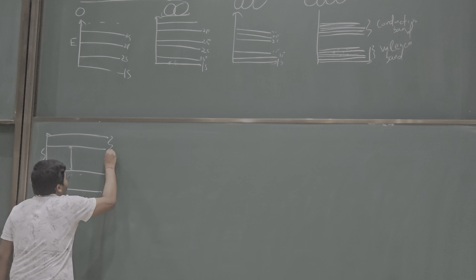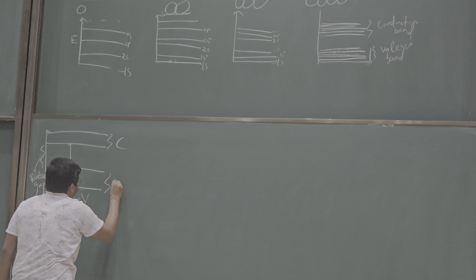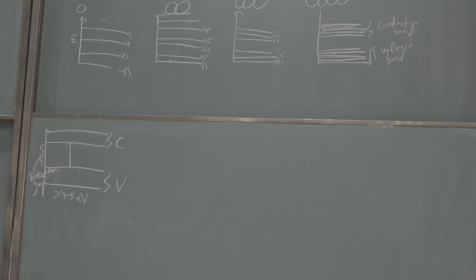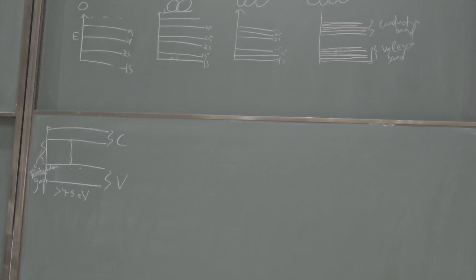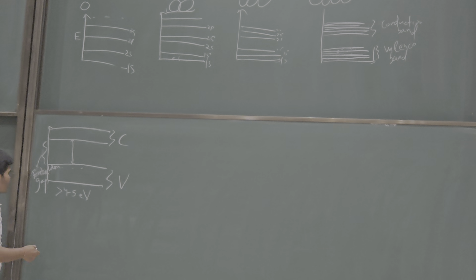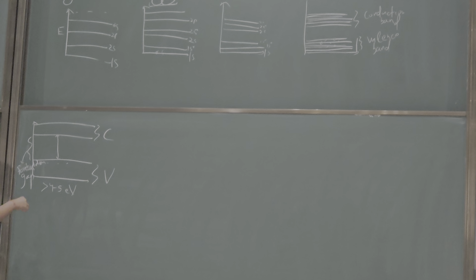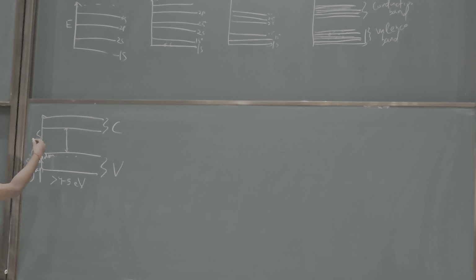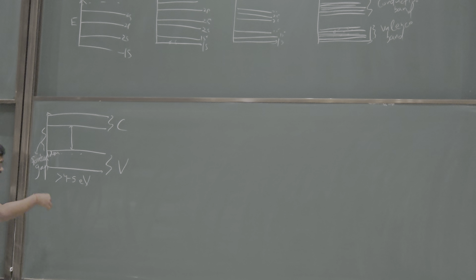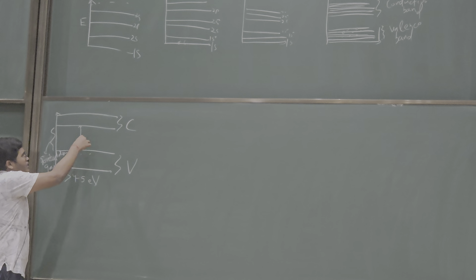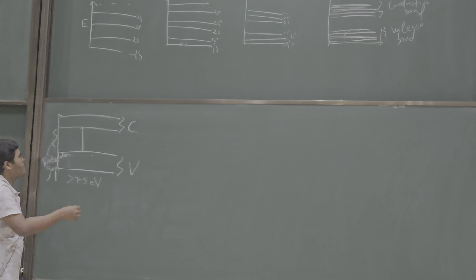So this is the conduction band, this is the valence band. So in case of insulators, the forbidden gap is too large. So the electrons face difficulty to move from the valence band to the conduction band. That's why insulators are very bad conductors, because they have very few charge carriers. Okay.